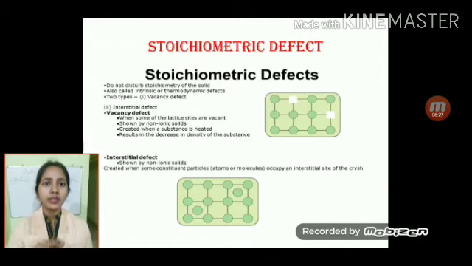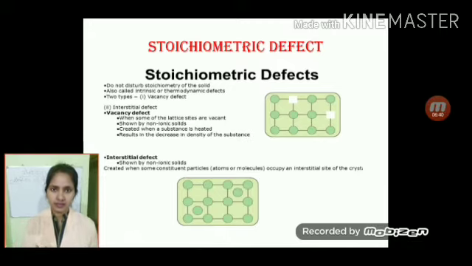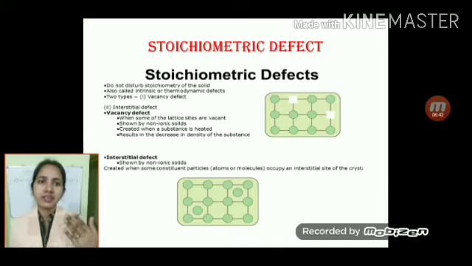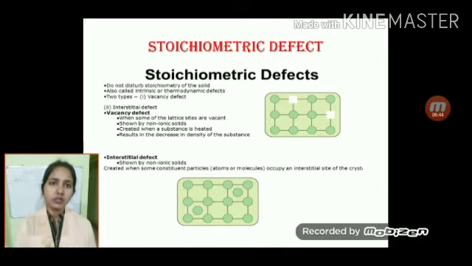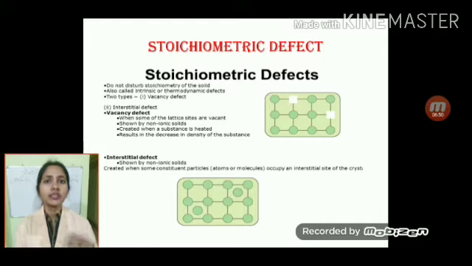Now you can see that two constituent particles are present in between the lattice. Okay, so this type of defect is called interstitial defect. Now in this case, the overall density of the crystal increases. As the constituent particles are added in the lattice structure, the overall density increases because the mass of the crystal increases. So these two types of defect are generally found in the non-ionic solid, right?